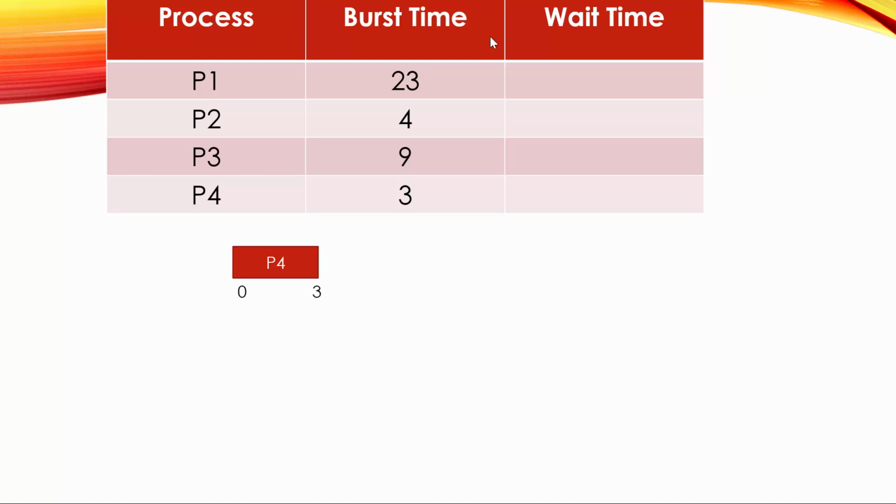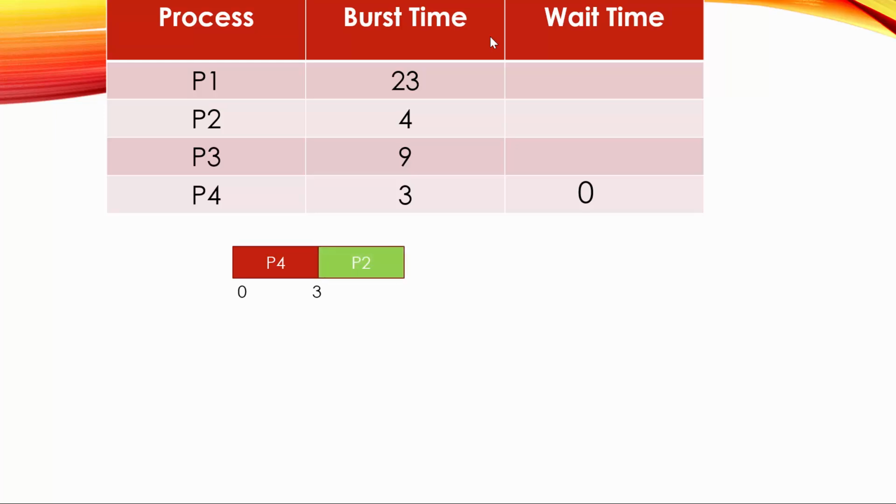So, how long did P4 wait before it could start to run? It waited 0 seconds. It started at the very beginning. It's what kicked off the whole thing. P4 is done. Now the computer looks at P1, P2, and P3. We can see P2 is the shortest amount of time we need. So P2 goes next.